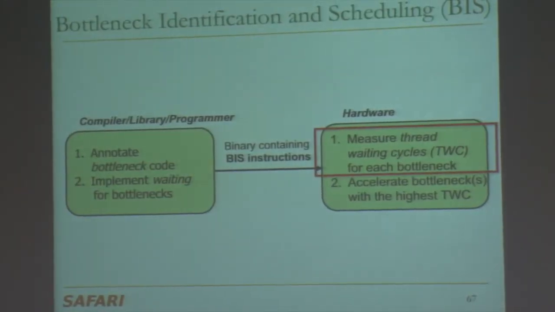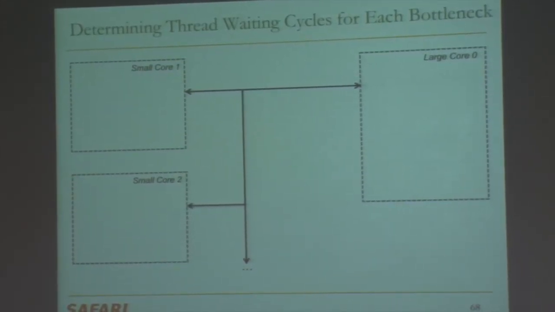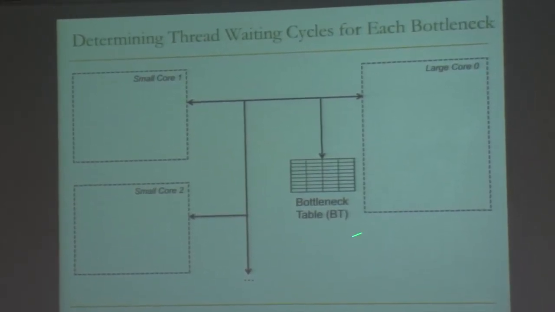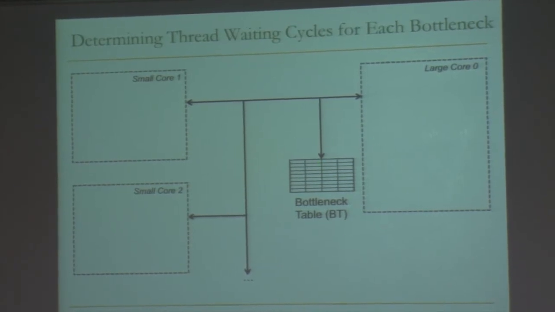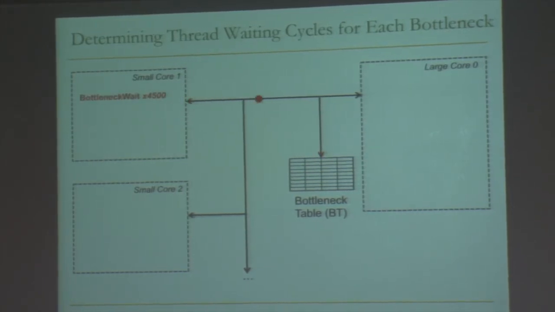But let's take a look at how you measure thread waiting cycles. Let's go into a little bit more detail. Let's say you have two small cores and one large core. You need some bottleneck table to actually do this measurement, so we're going to add this bottleneck table. Let's say a small core executes an instruction, bottleneck waits. It's waiting for a bottleneck, and the bottleneck ID is 4500. This gets inserted into the bottleneck table.